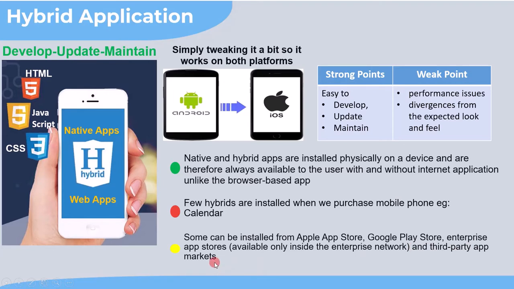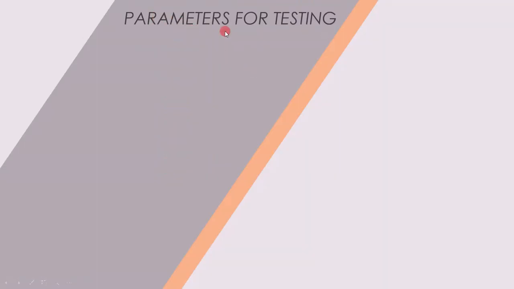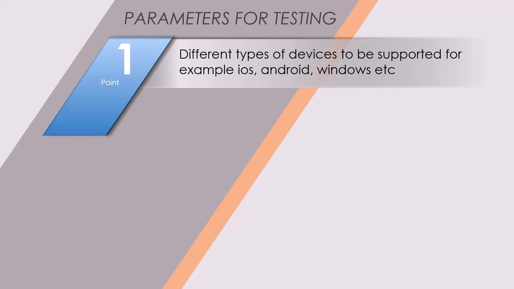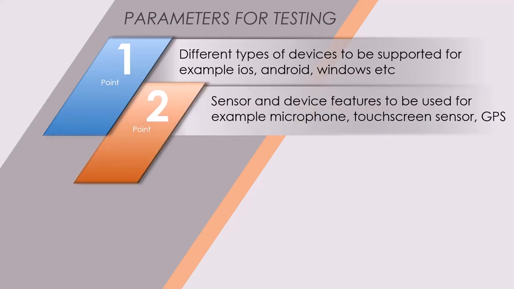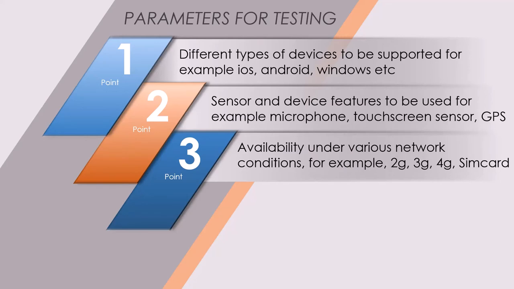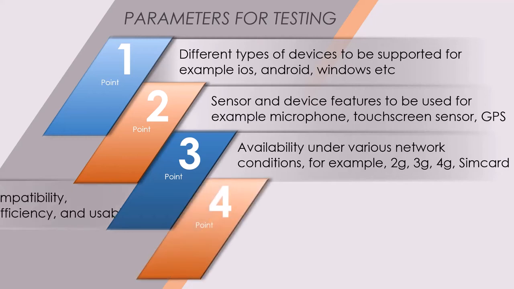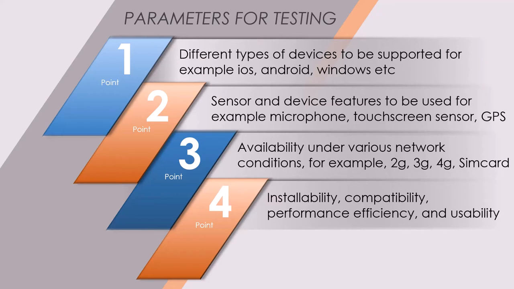and third-party application markets. We discussed three different types of app, and testing of each of these application types may require a different approach. We need to consider these parameters for testing: different types of devices to be supported, for example, iOS, Android, Windows, and etc. Sensor and device features to be used, for example, microphone, touchscreen sensor, and GPS. Availability under various network conditions, for example, 2G, 3G, 4G, SIM card. And installability, compatibility, performance efficiency, and usability.